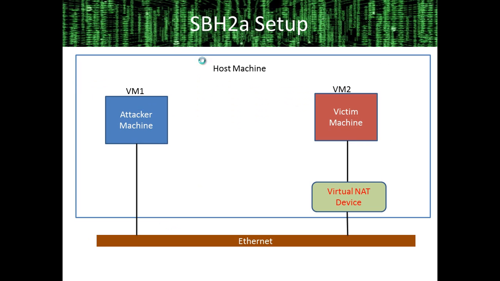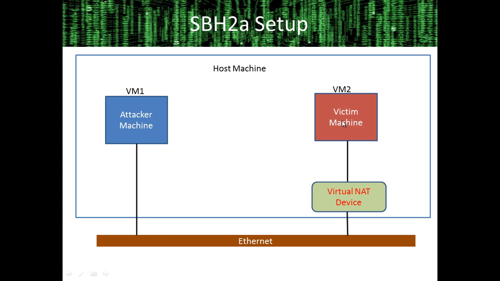So what is going to be the setup for this scenario? Well, we have our host machine in which we have two VMs up. The first VM is the attacker machine running BackTrack. The second VM is the victim machine running Windows XP. Now the attacker machine is connected to the Ethernet using bridged access and gets an address directly from the Ethernet, using DHCP.